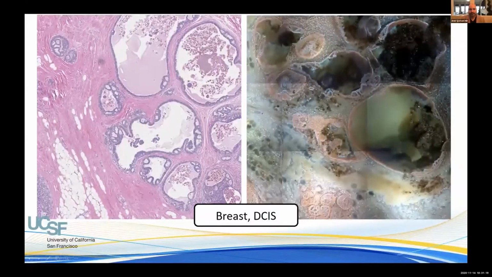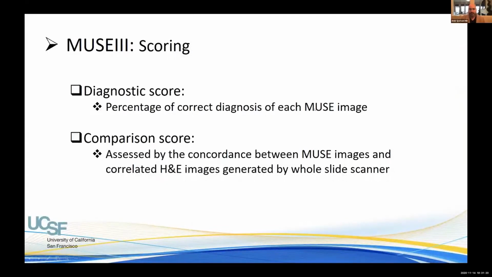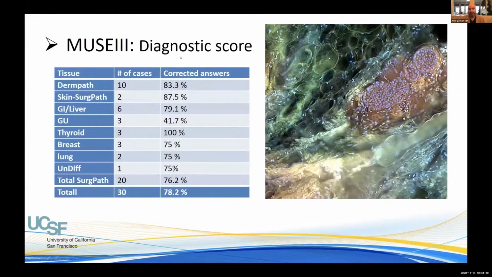So then when we gave the images to the examiners, we asked them to give a diagnostic score, and then compare it with the H&E, and we got a diagnostic score of 78.2% correct, which is impressive for a person, because most of the examiners didn't have experience. I didn't include myself or my close colleagues who were working on developing this microscope, because we had hours of experience, and we could diagnose much faster.